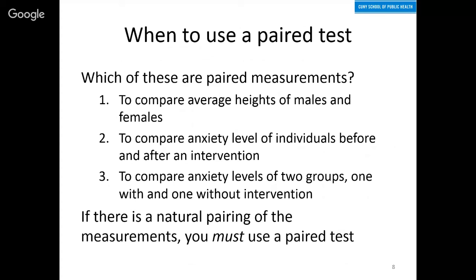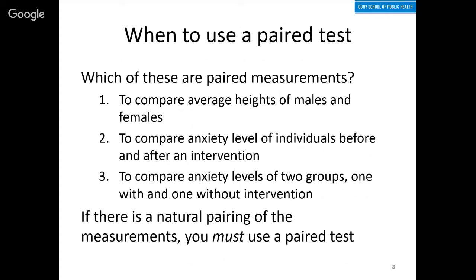All right, which of these are paired measurements? Just to make sure. We've got average heights of males and females. It's easy. Unpaired. Anxiety levels of individuals before and after an intervention. Paired. It's paired, they're the same individuals. Anxiety levels of 2 groups, one with and one without the intervention. Unpaired, great. You've got it.